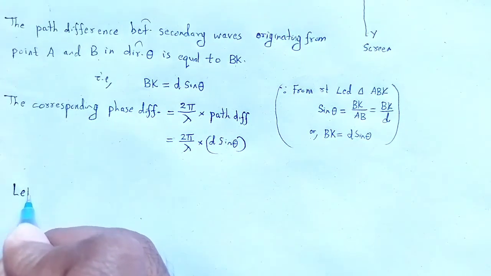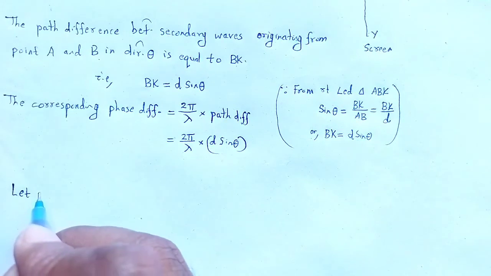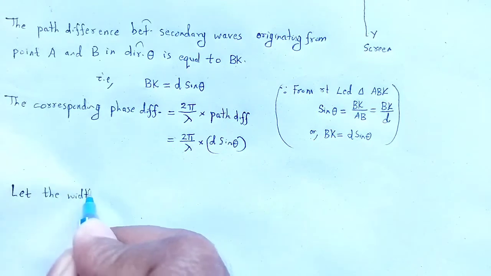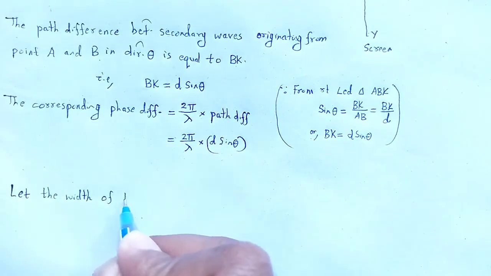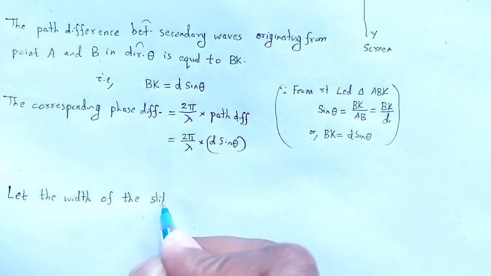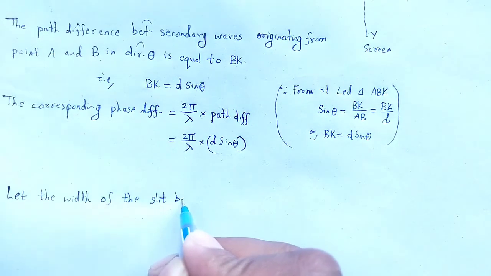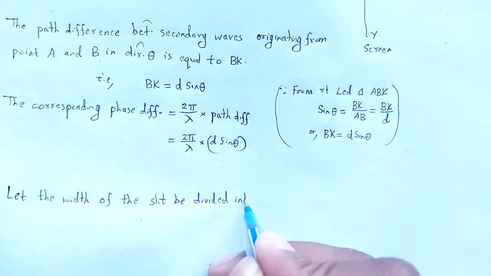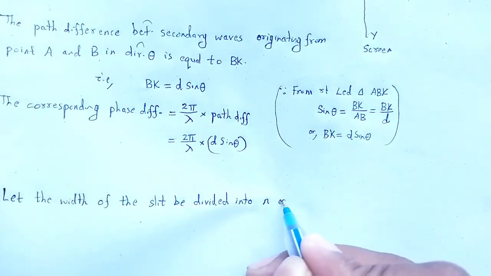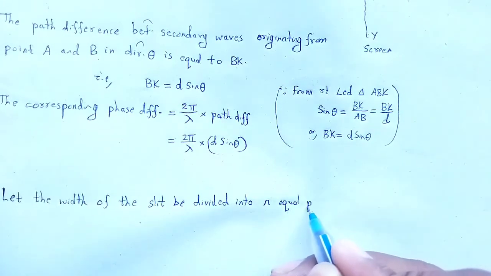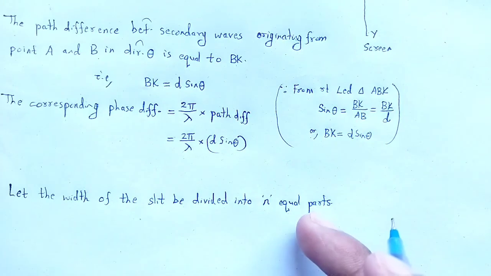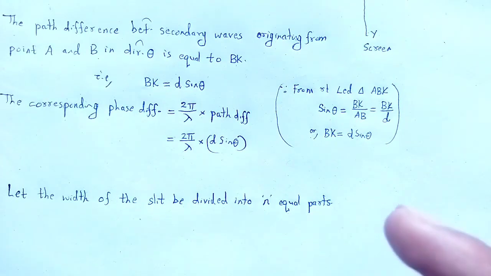Let the width of the slit be divided into n equal parts. Why do we take that? Due to calculating the resultant amplitude.